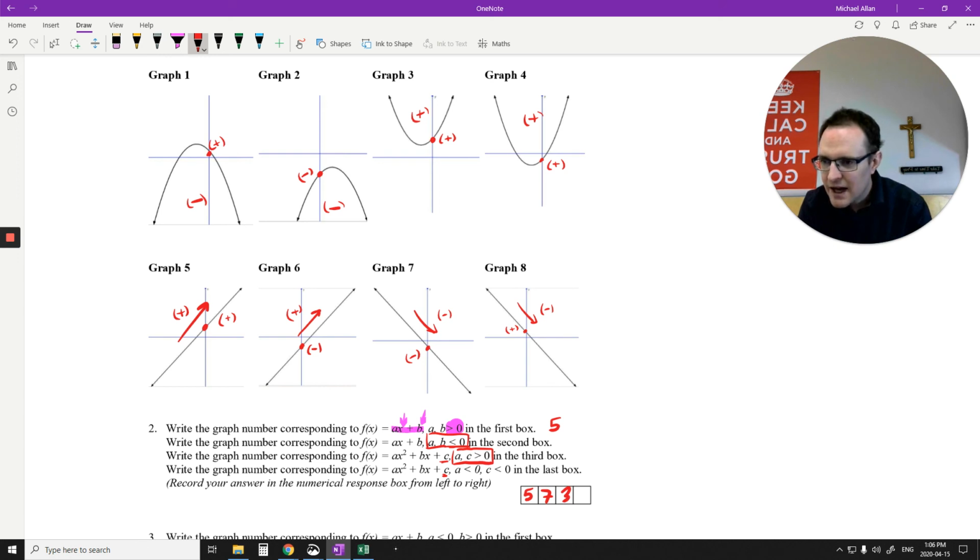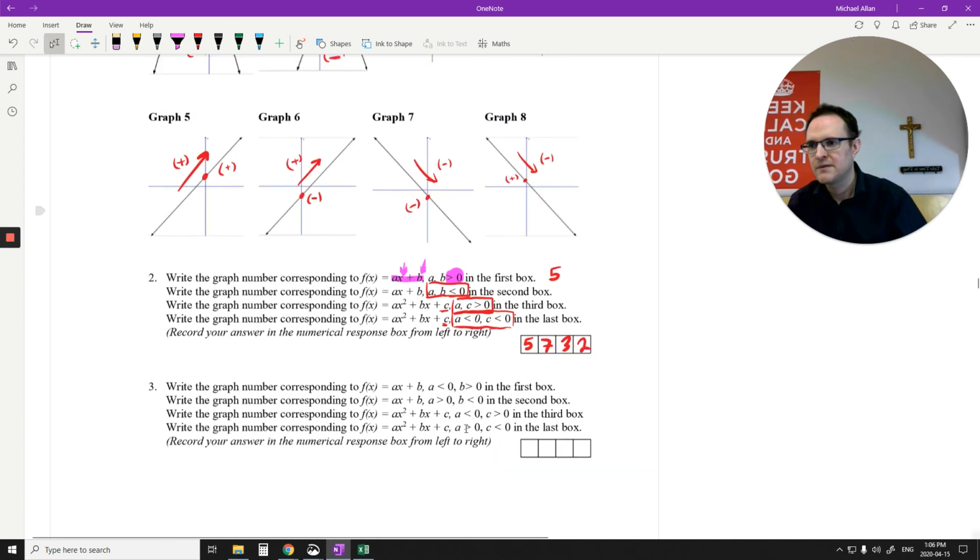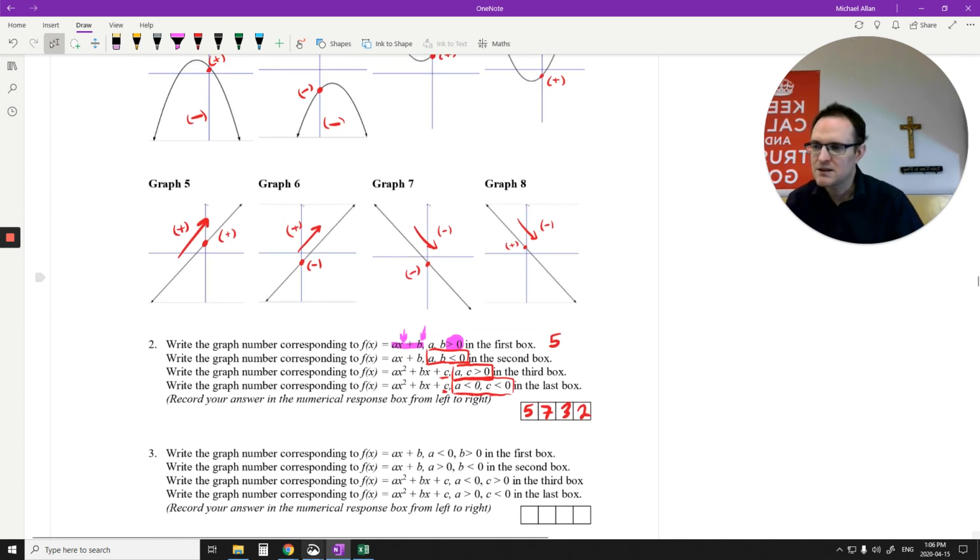In this case, A and C are negative. It's a different way of writing it. A is negative, C is negative, so they're both negative. That would be graph 2. There you go. The next one should be pretty easy then, because I've already listed off positive and negatives here. So a linear graph that has a negative A, but a positive B. So that's graph 8.